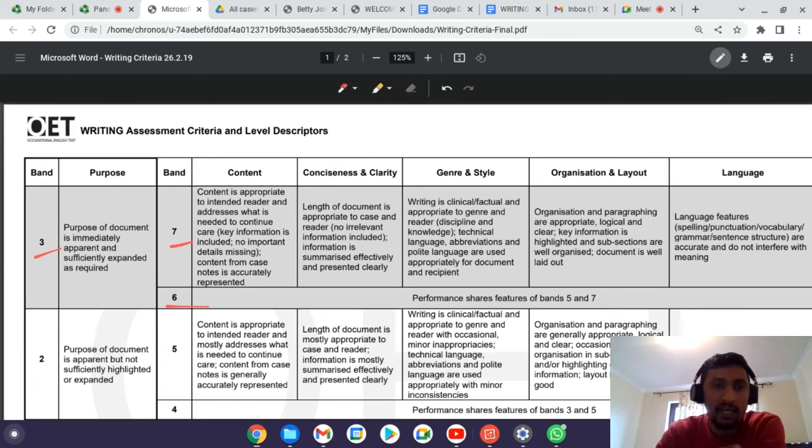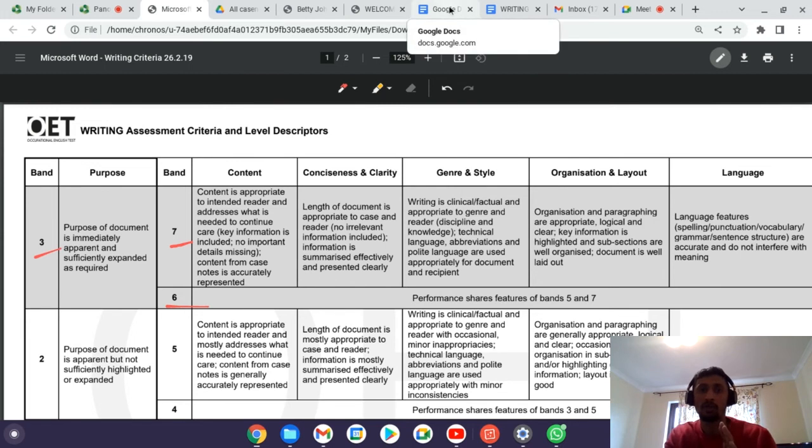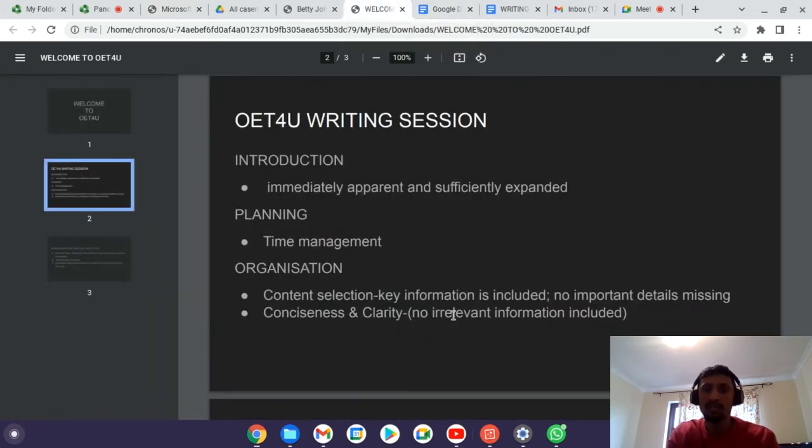So you can see why I put content selection as the first thing after your purpose. So the purpose of the document is immediately apparent, that you can see here. The next one is content. For band 7, content should be appropriate to the intended reader. That is what they are talking about. So content is key information needs to be included, no important details missing. Okay. So why is it intended to reader?